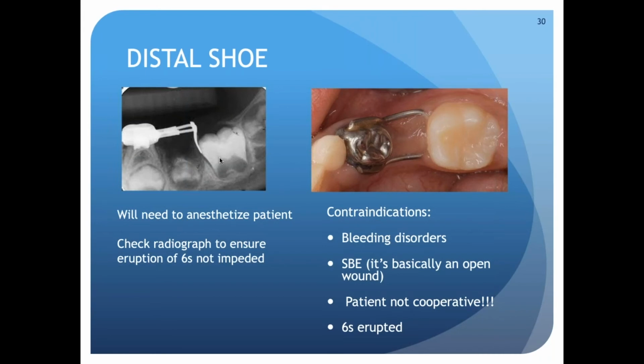So what are some of our contraindications? Essentially we're placing an open wound here in some ways. So we don't want any bleeding disorders, no SBE or subacute bacterial endocarditis. Uncooperative patients are another one, because you're going to have to numb the patient up for this. And if the 6 is already erupted, we don't need to do this. If the 6s are erupted in occlusion, we don't need to do this type of space maintenance anymore.